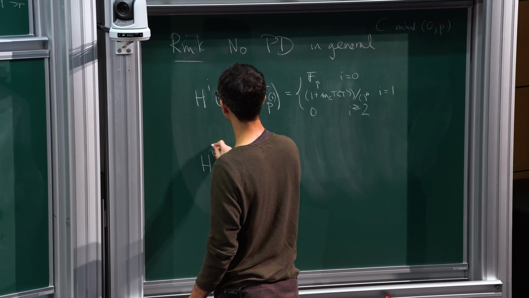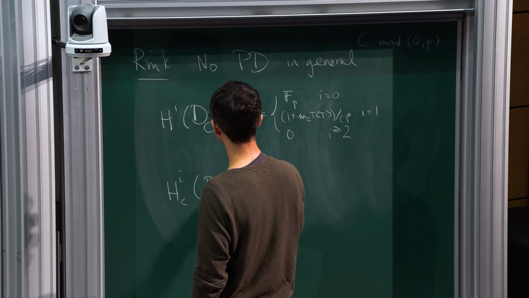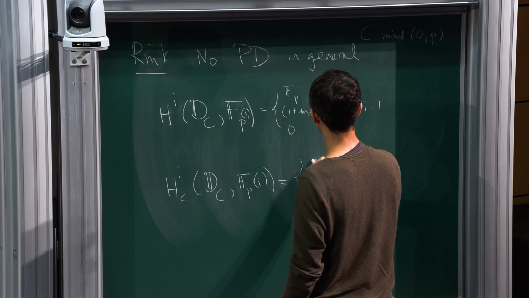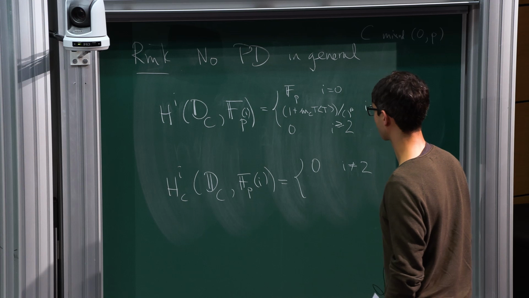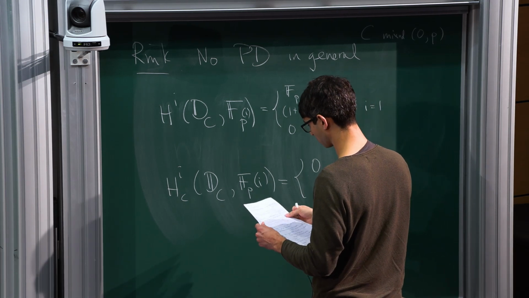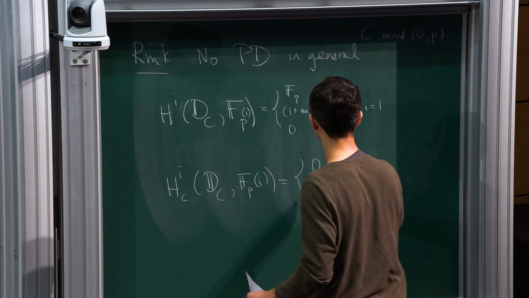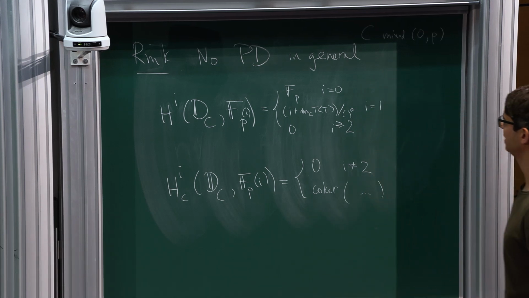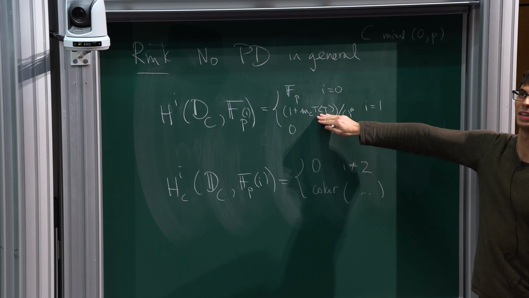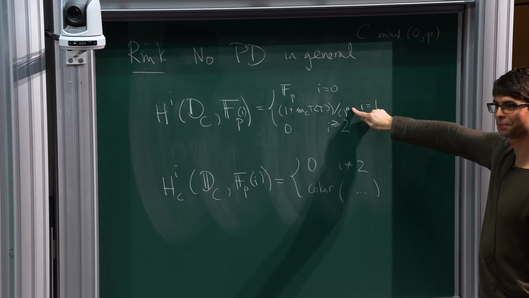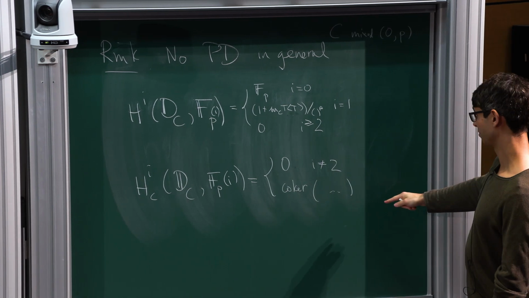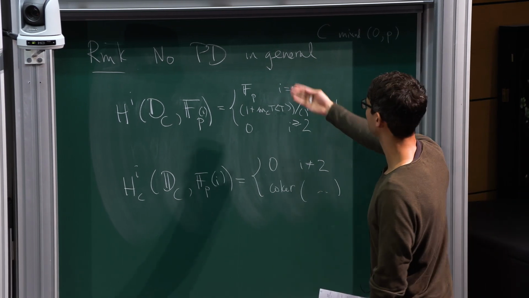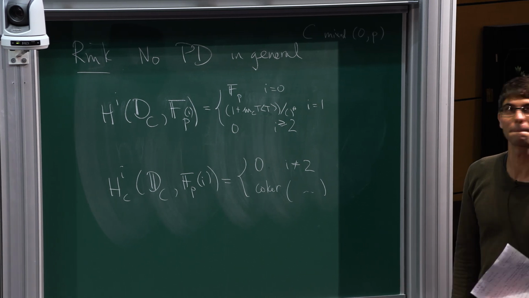And similarly, one can compute that the compactly supported cohomology is 0 outside of degree 2. And in degree 2, it is equal to the cokernel that I wrote down over here. And so you can see that this group is huge. It even depends on what the cardinality of the residue field is. Here it's 0. But on the other hand, this group over here is huge, but this group is just F_p. So at least if you try to formulate things naively, you won't be able to get any sort of Poincaré duality.